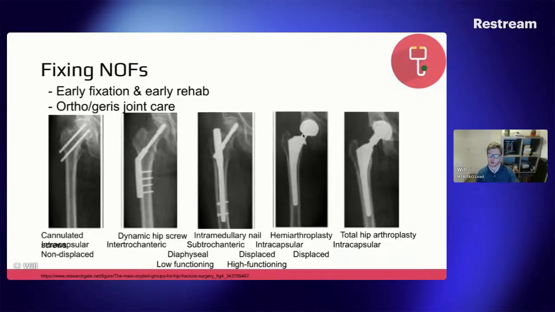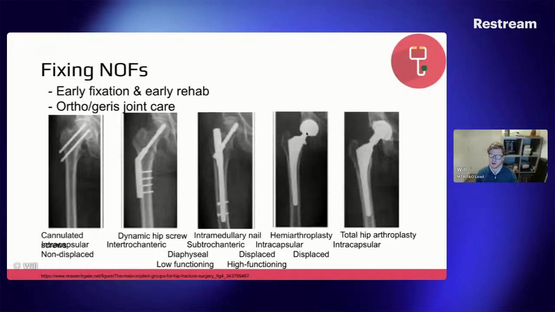Now we have 2 types of joint replacement that we see for people with displaced intracapsular fractures. It depends largely on their activity levels. So if you have a younger patient who has a higher activity demand, we would consider a total hip arthroplasty, so a total joint replacement. And this is probably the most common that you'll see.